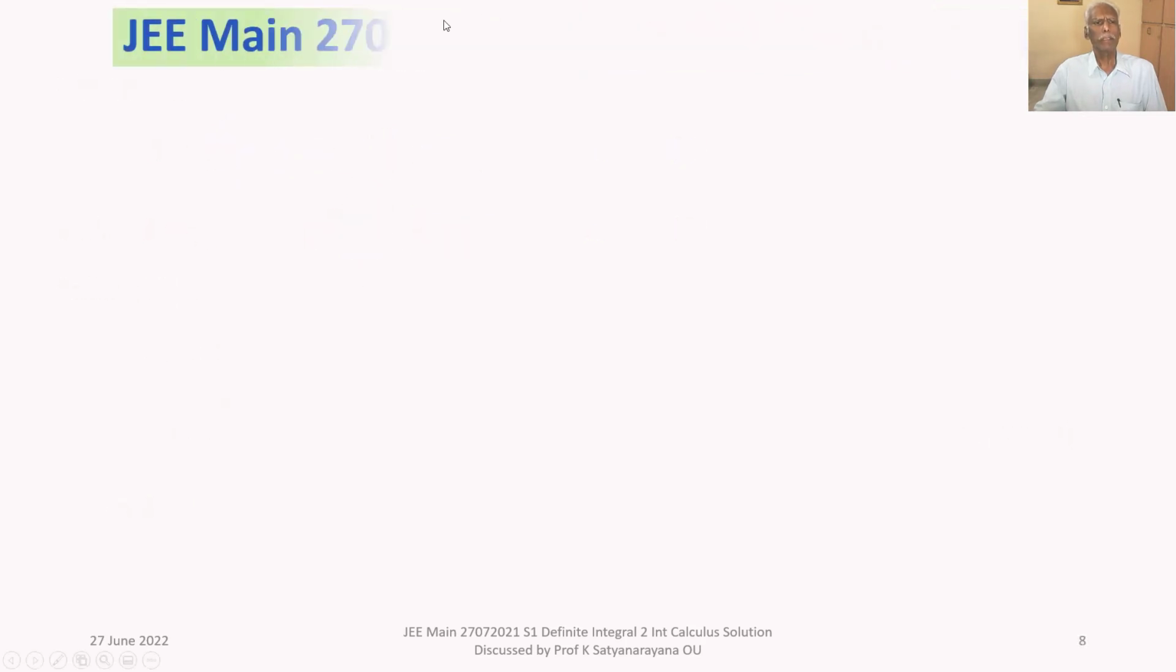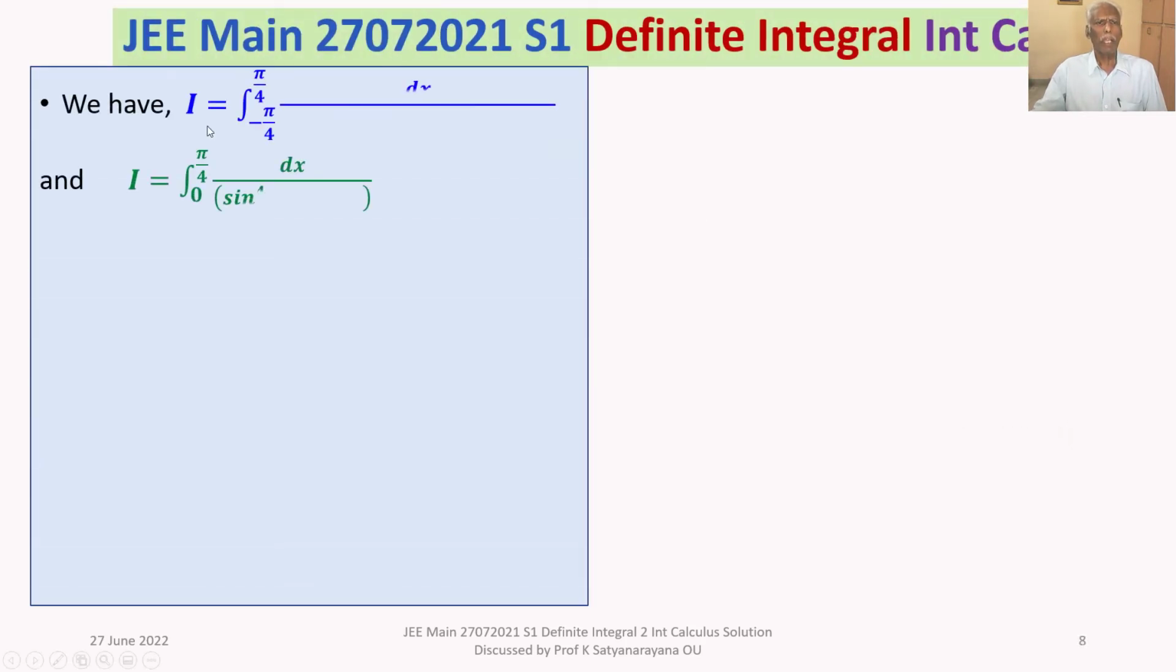We do it in the next slide. We have this integral, yes. To evaluate this integral, in the denominator we take cos power 4x common. So we'll get integral 0 to pi by 4 dx by cos power 4x.